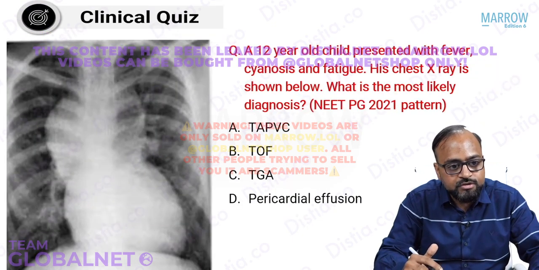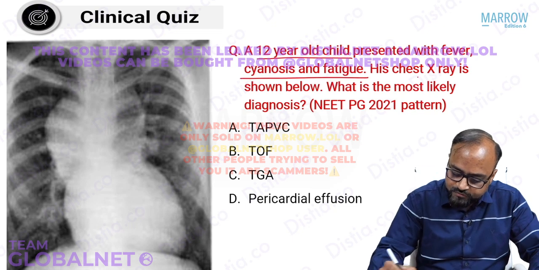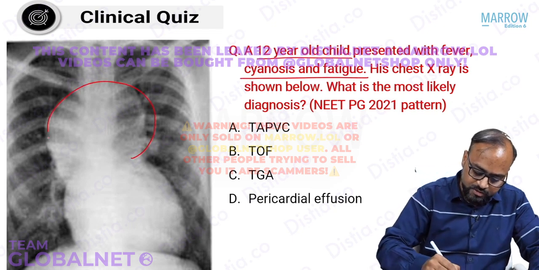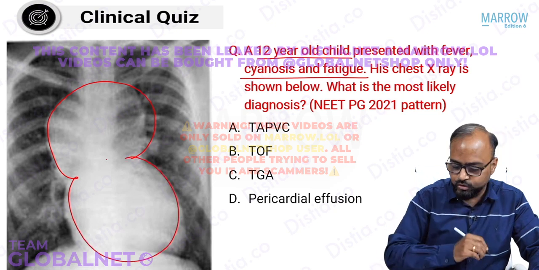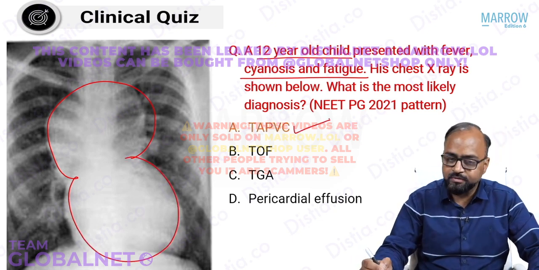Then we have seen, yes, a 12-year-old child presented with cyanosis, fatigue, right? Look at the classical appearance of the heart, right? This is the figure of 8 or snowman's heart, which is seen in supracardiac type of TAPVC, right?